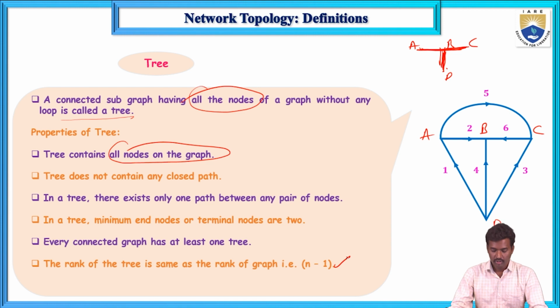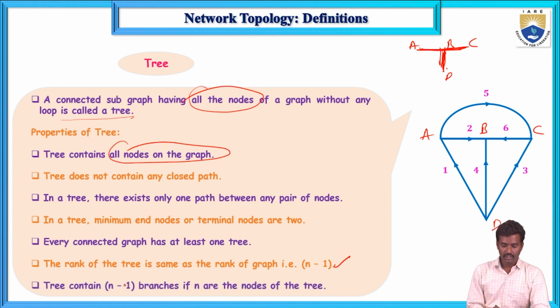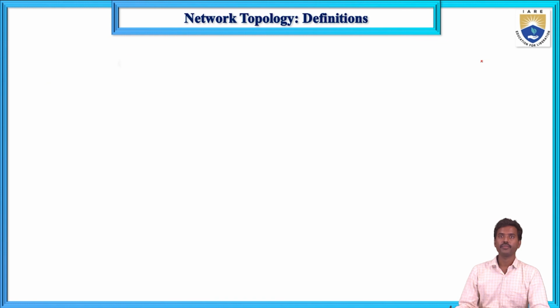And the rank of tree is the same as the rank of graph, that is n minus 1. If there are n number of nodes, the rank of graph is n minus 1. So the tree rank is n minus 1. Now a tree contains n minus 1 branches if there are n number of nodes. Here how many nodes? Total 4 nodes. So the number of tree branches here, twigs, is 3. Tree branches are known as twigs.